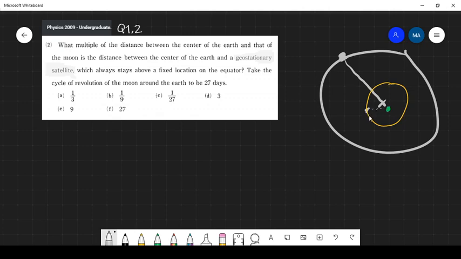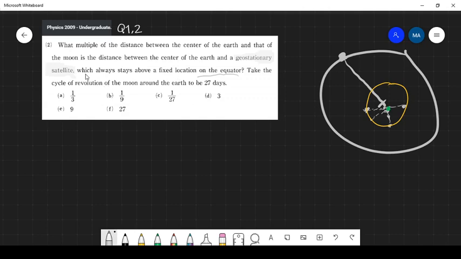And this satellite is always in the same point. So like if you live here and the satellite is here, the earth rotates, but the satellite keeps pointing at you after it rotates, so that you have signal, maybe internet or whatever. Why do you need to use this? You will see, because he finished the question saying which always stays above a fixed location of the equator.